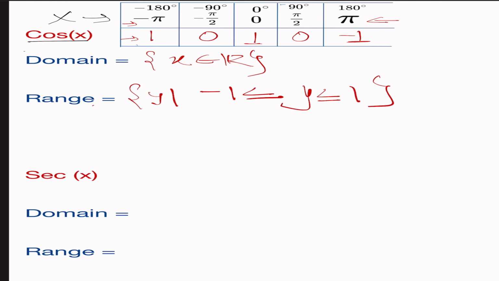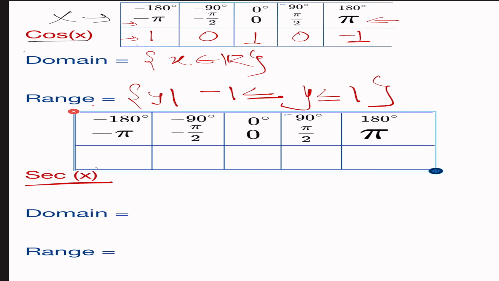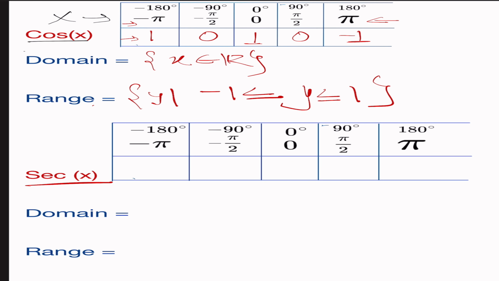Okay, now let's do the secant function. Let's draw the table. That is much easier to see. So you see, these are the x values. The cosecant value is going to be 1. This is going to be undefined, 1, undefined, -1. Sorry, this is the secant function.